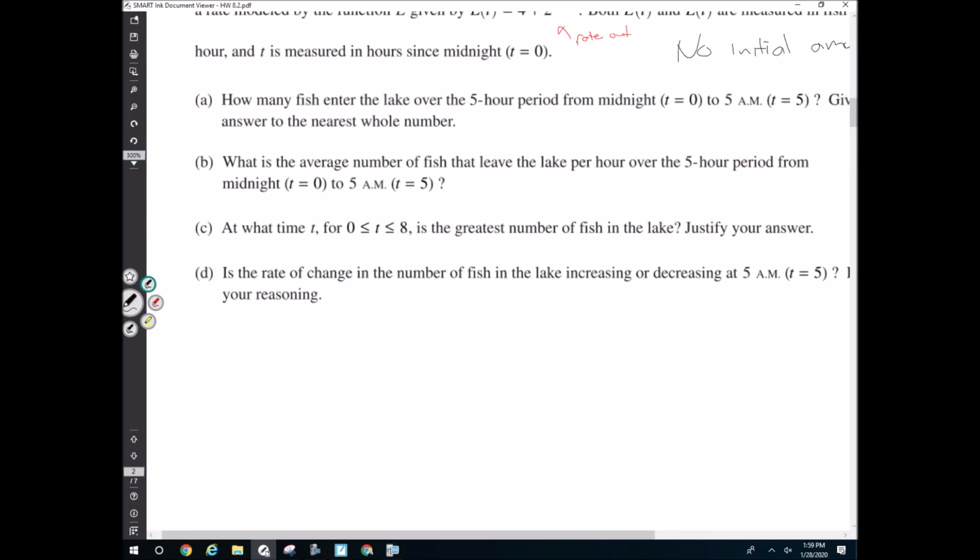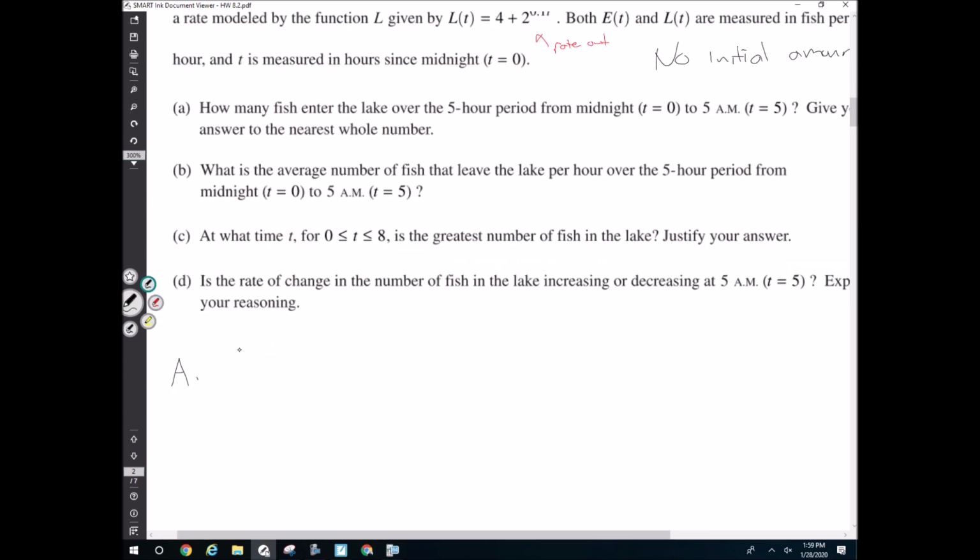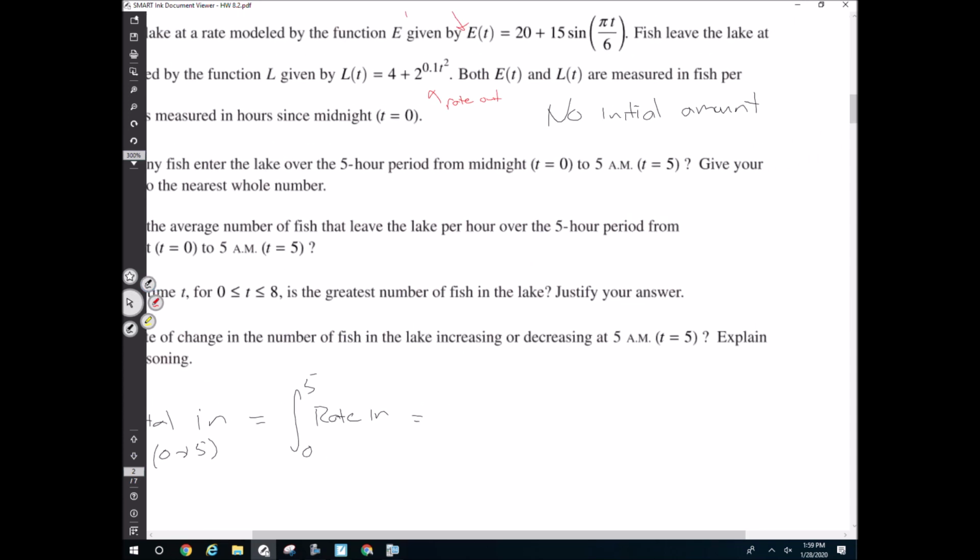All right, how many fish enter the lake over a 5-hour period from 0 to 5? Give your answer to the nearest whole number. Well, we're just talking about the total in. The total in would be an integral of our rate in. We're doing our total in from 0 to 5. So it would be the integral of our rate in from 0 to 5. So in my calculator, 0 to 5 of E. Let's go ahead and do those calculations.